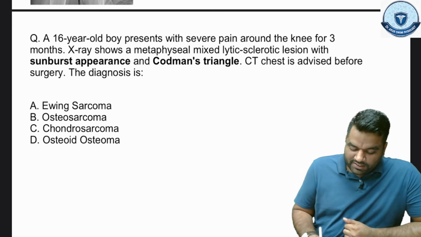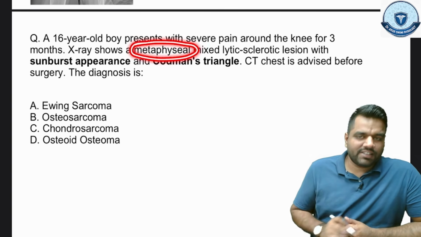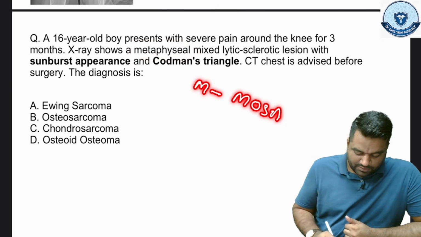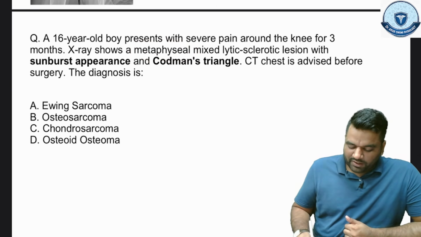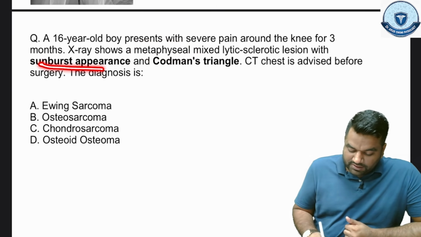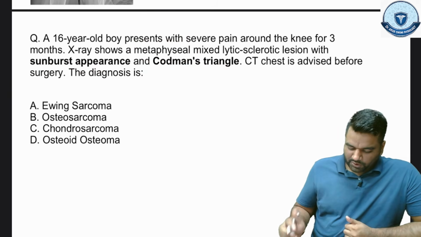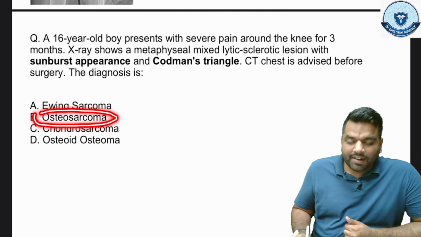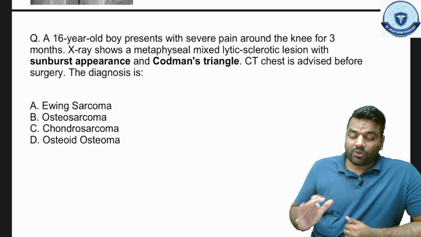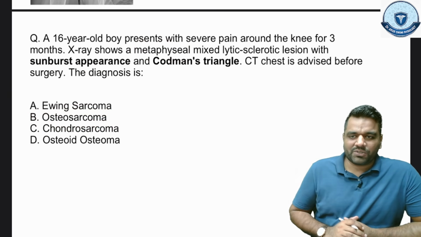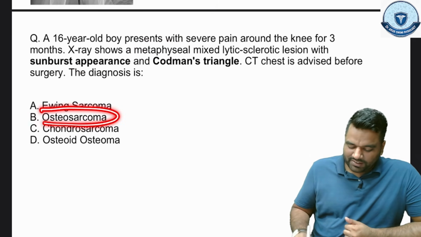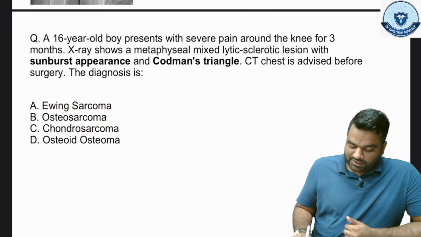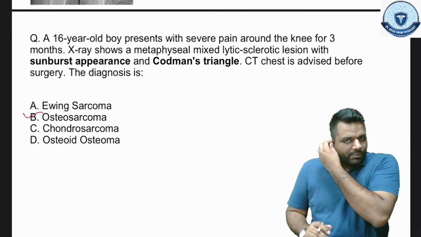So first you should identify in which region. This is the metaphyseal area. In metaphysis, we know there is MOSA, right? MOSA. Also there is a sunburst appearance and Codman's triangle. So you can clearly see this MOSA. O stands for osteosarcoma and osteochondroma. Osteochondroma is not given in the options, osteosarcoma is given, and we know in osteosarcoma sunburst and Codman's triangle are seen. So the right answer of this MCQ is osteosarcoma, right?